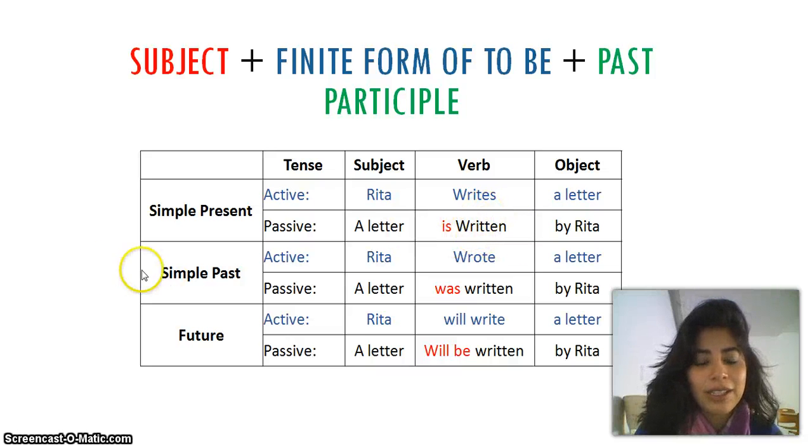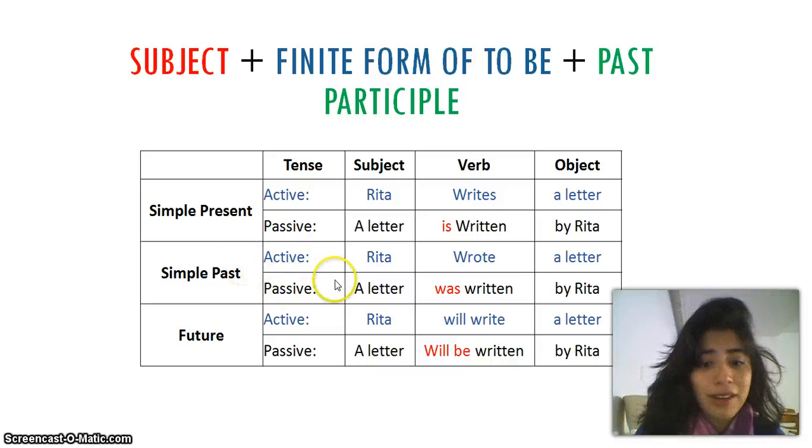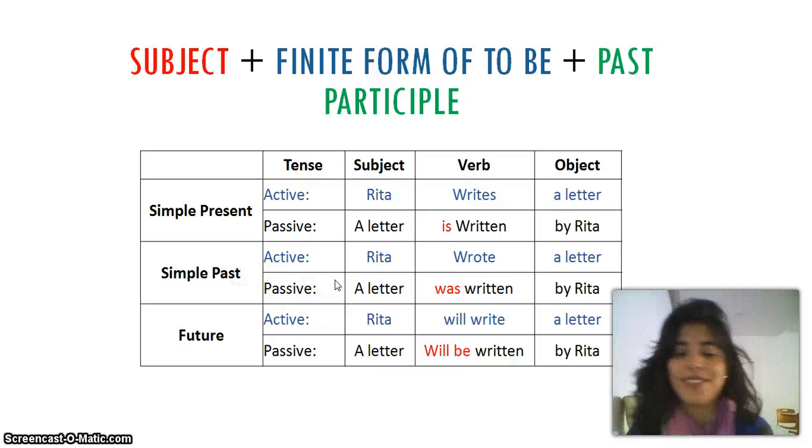All right. The same thing happens with simple past. Rita wrote a letter in active. In passive: a letter was written by Rita. As you can see, both verbs in both sentences are written, but the finite form of to be is in present in one and in past in the other. And that's what makes my whole sentence passive in past and passive in present.